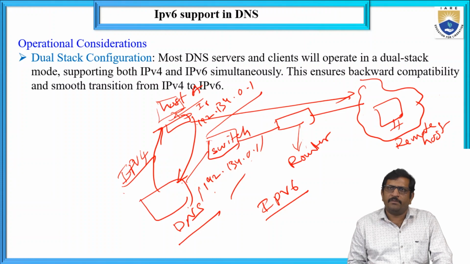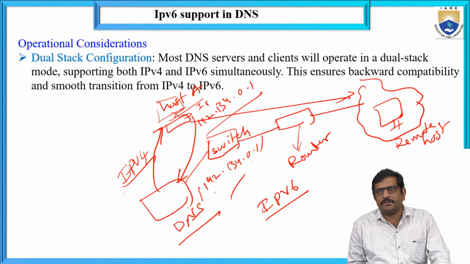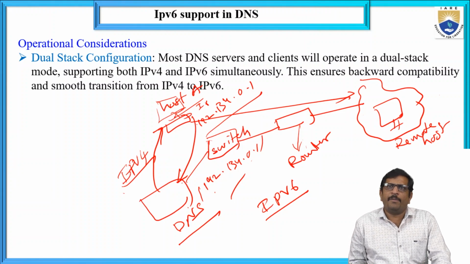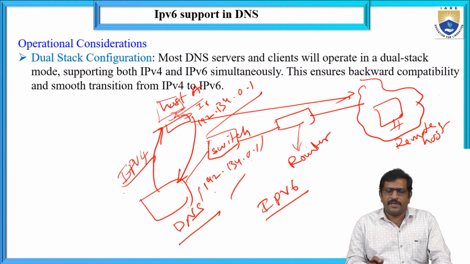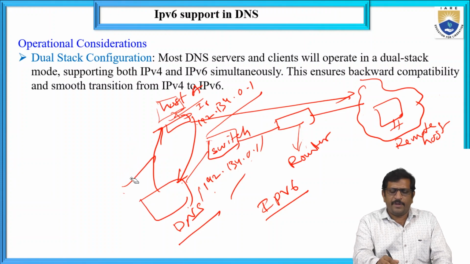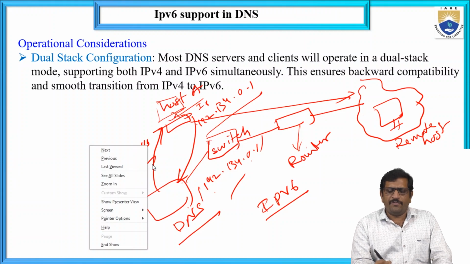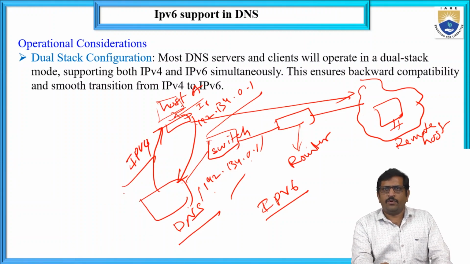Any DNS servers, domain name system servers, any domain name servers, generally servers and clients, whatever it may be, will operate in dual mode, which supports both IPv4 and IPv6. Here you can see the operation is IPv4.